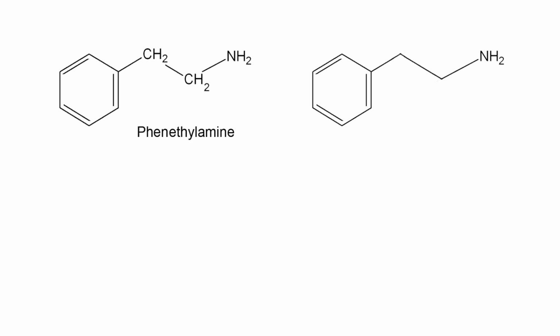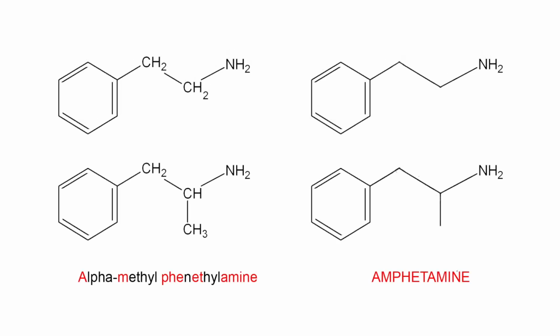Now let's keep going and make another more interesting drug. Look at the alpha carbon of phenethylamine. It is bonded to 2 hydrogen atoms. Imagine removing 1 hydrogen atom and replacing it with a methyl group, CH3. According to chemical nomenclature, the resulting compound will be named alpha-methyl phenethylamine.